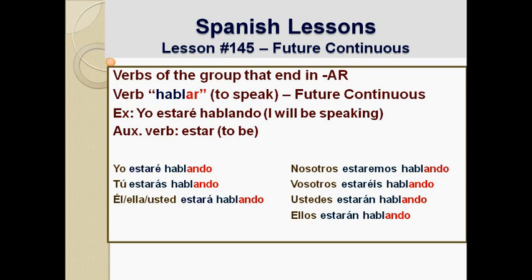Nosotros estaremos hablando. We will be speaking. Vosotros estaréis hablando. You will be speaking. Ustedes estarán hablando. You will be speaking. Ellos estarán hablando. They will be speaking.